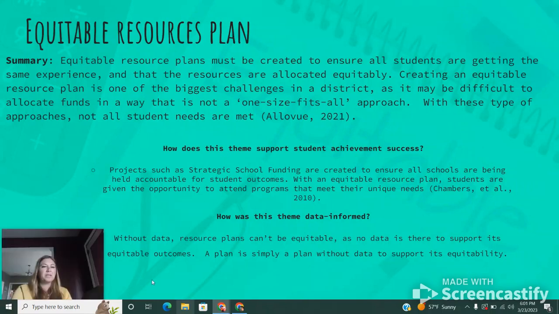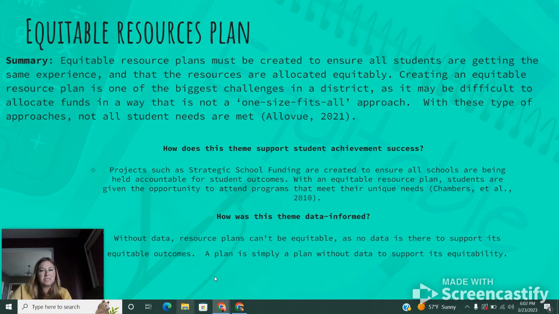Equitable Resources Plan. An equitable resources plan must be created to ensure all students are getting the same experience and that the resources are allocated equitably. Creating an equitable resource plan is one of the biggest challenges in a district, as it may be difficult to allocate funds in a way that is not a one-size-fits-all approach. With these types of approaches, not all students' needs are met.